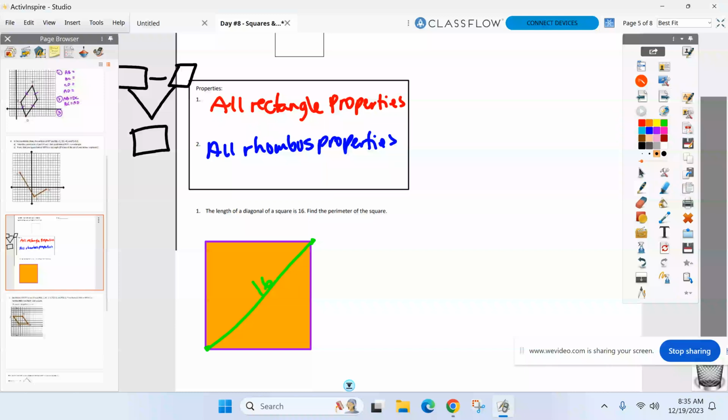All right. You can add to the diagram if you want to. It's up to you. Square's got every single property we've talked about. Find me the perimeter. Go ahead. Give you plenty of time to talk it over and hash it out with each other.